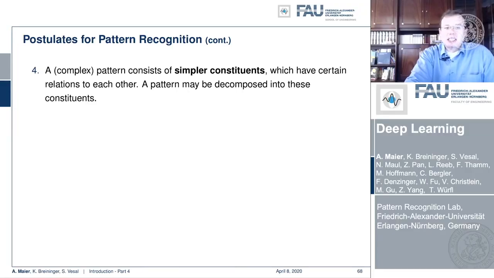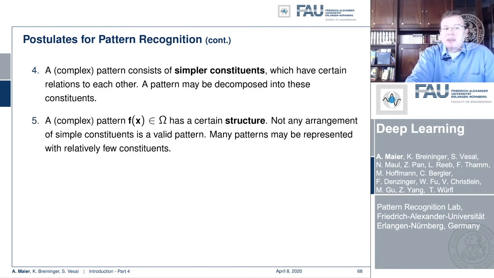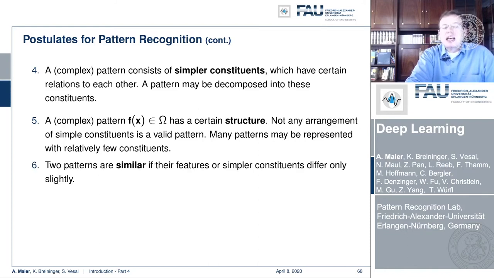So a complex pattern consists of simpler constituents which have a certain relation to each other. And the pattern may be decomposed into those parts. Furthermore, a complex pattern has a certain structure. And not every arrangement of simpler parts gives a valid pattern. And many patterns can be represented with relatively few parts. And of course, two patterns are similar if the features of simpler parts differ only slightly.